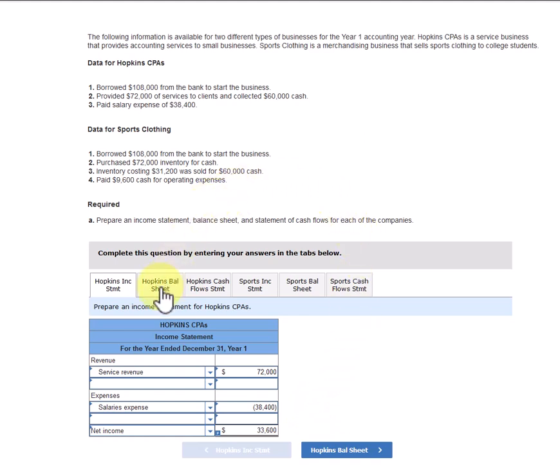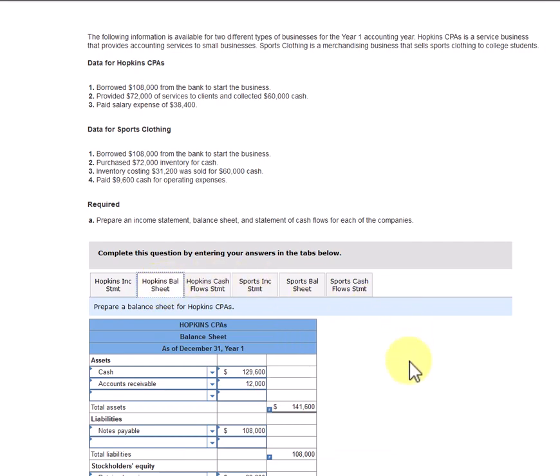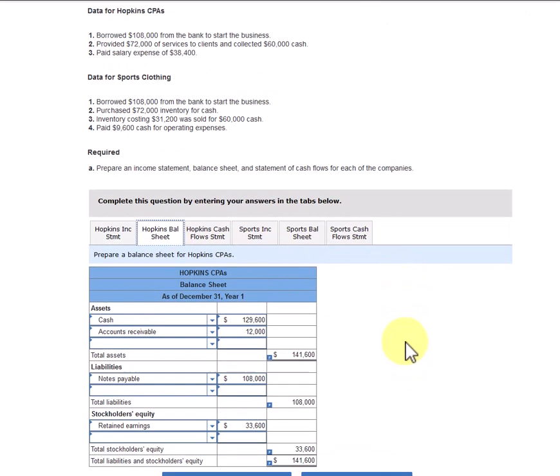Now we're going to hop over and complete the balance sheet for Hopkins. There are some of these that we are going to need to do some calculations on, and I'll show you how to do the calculations in just a moment. But first, we can start here. Borrowed $108,000 from the bank to start a business. That is going to be the amount of your note payable. Note payable is going to be whatever you see here that was borrowed to begin the business.